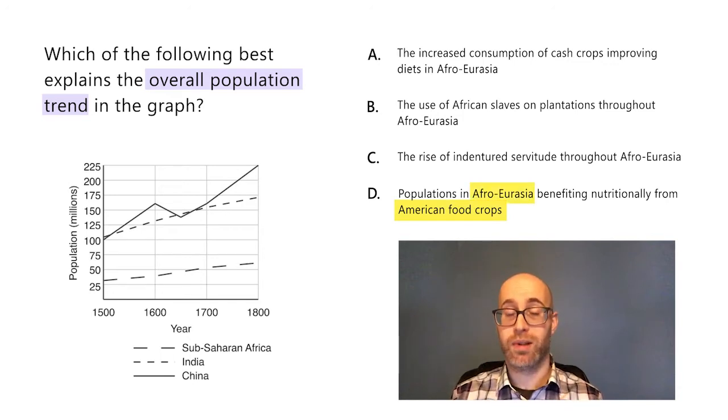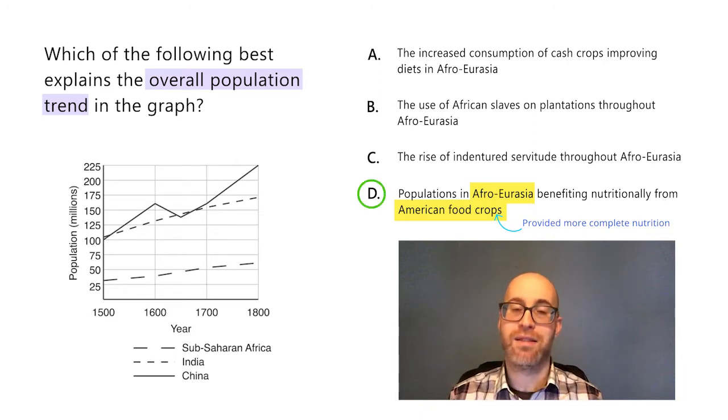2 foods that were particularly important were potatoes and maize, which created a more complete diet. They gave better nutrition than what Afro-Eurasians had at the time, and those 2 foods did actually help populations to increase. If you knew that bit of content, then you could pick out choice D pretty quickly because it mentions those foods by name and correctly explains why population would go up in the 3 places shown.